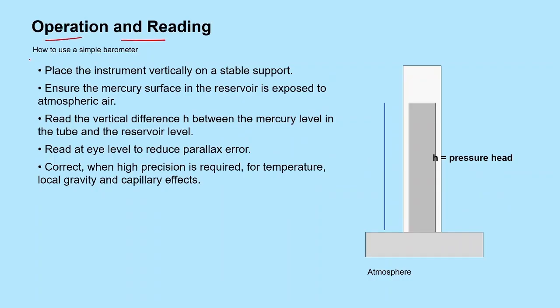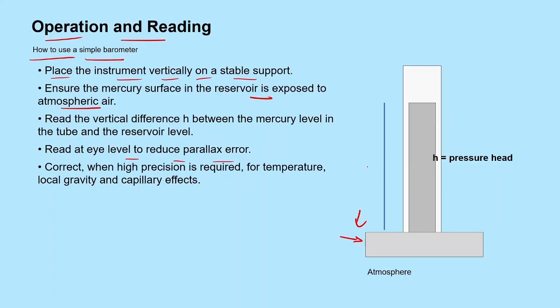Operation and reading: how to use a simple barometer. Place the instrument vertically on a stable support. Keep the instrument on a stable support on a table. Ensure the mercury surface in the reservoir is exposed to the atmosphere. Like this is the reservoir, so it is exposed to the atmosphere. Read the vertical difference h between the mercury level in the tube and the reservoir level. Read at eye level to reduce parallax.